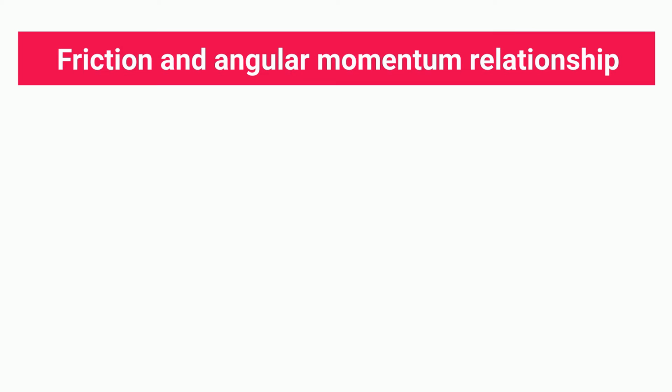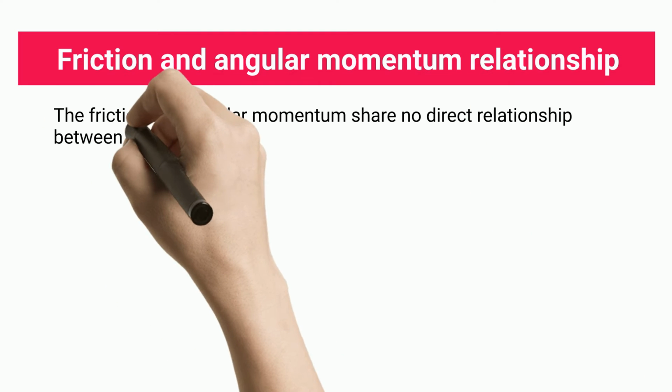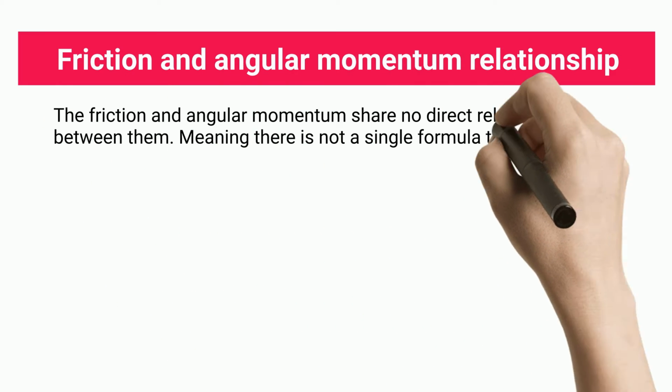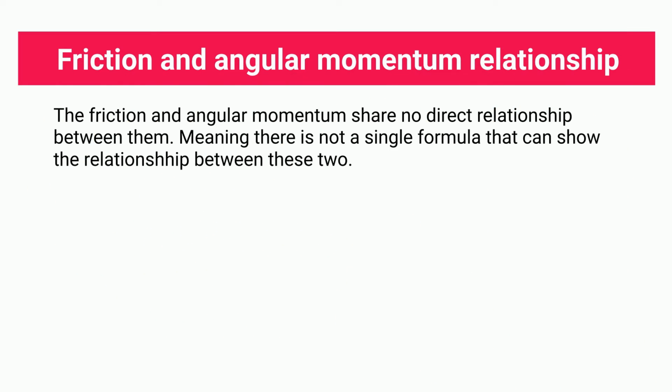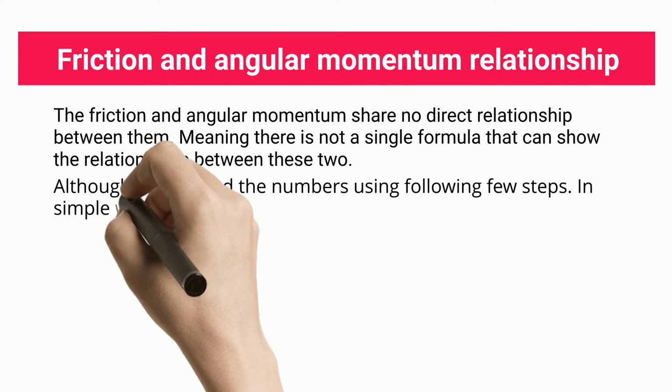Friction and angular momentum relationship. The friction and angular momentum share no direct relationship between them. Meaning there is not a single formula that can show the relationship between these two. Although we can find the numbers using following few steps.